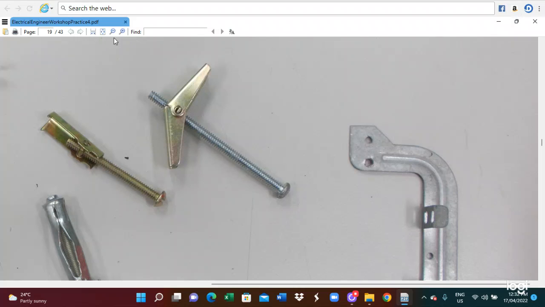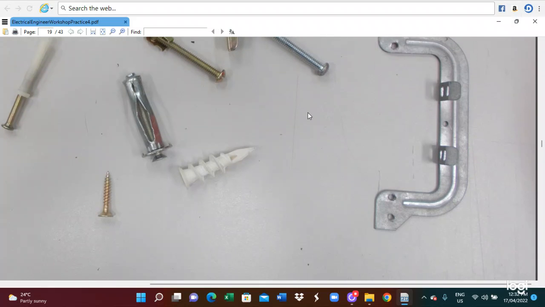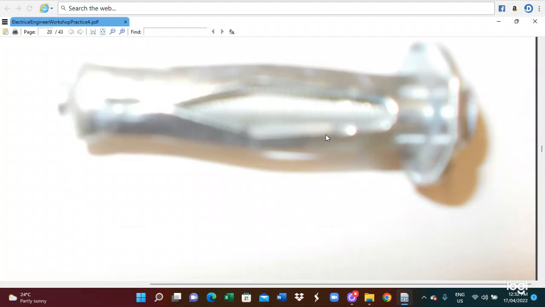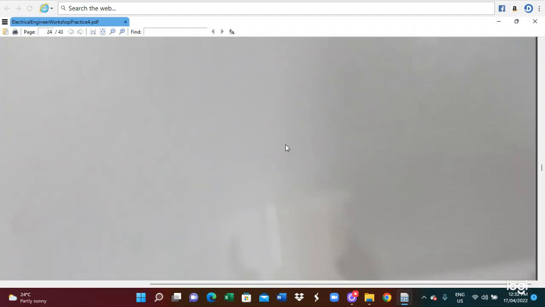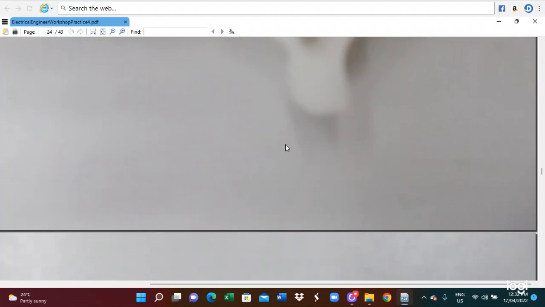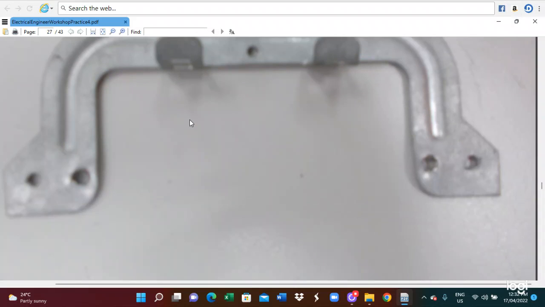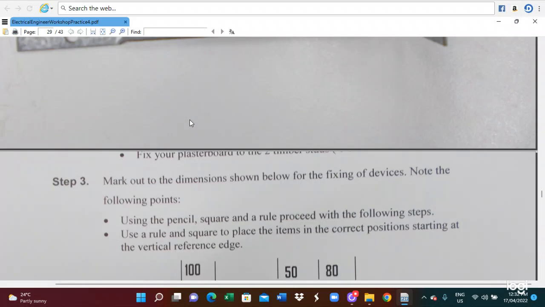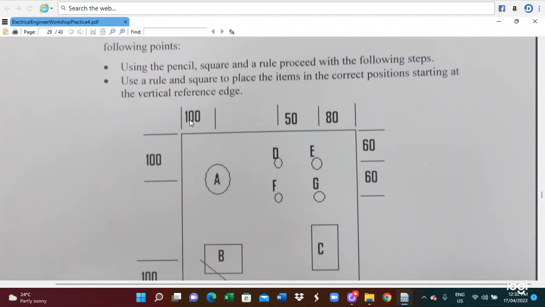Here is the diagram. The diagram shows the toggle anchor and hollow wall anchor. These are different wall fixing methods. Here we can use a hollow wall anchor, toggle anchor diagram to show that this is a screw, and this is a nylon screw, and this is the nylon anchor diagram, and this is a diagram of the solid wall anchor. Toggle anchor, hollow wall anchor. You can see this is the fitting clamp. Also you have to do this exercise. So you have to mark out and you have to fix the item.